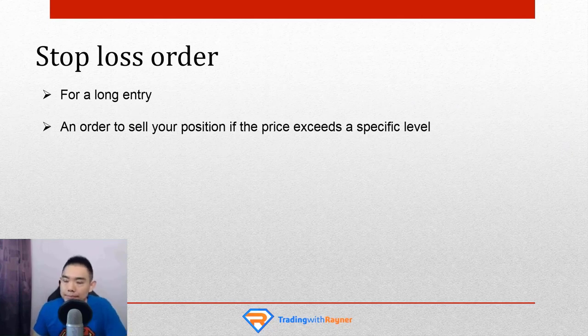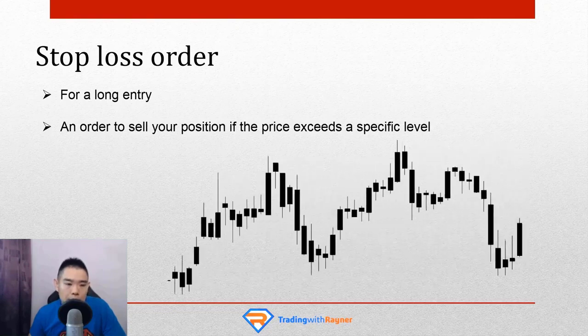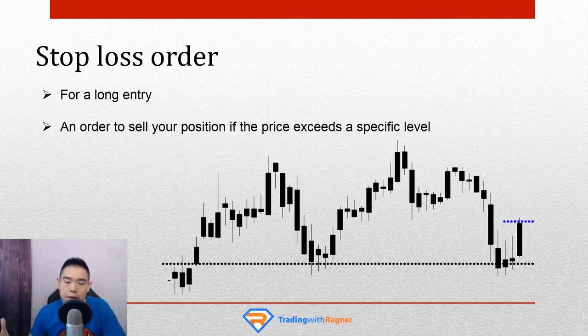So for example, let's say the market is in a range, up, down, then you start to go up, and this is the area of support, and you start to buy over here. And what happens is that, as you know, in trading, nothing is certain.